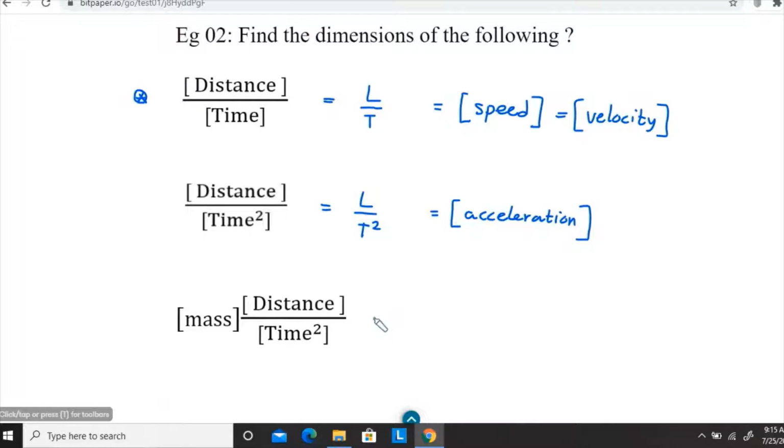In the third one, we have dimensions of mass, that is M, multiplied by dimensions of distance over dimensions of time squared. So we have dimensions of distance or length, L, over T squared, and we can write it as ML over T squared. This dimension corresponds to a measurable quantity called force, which is again an extremely important idea in physics.